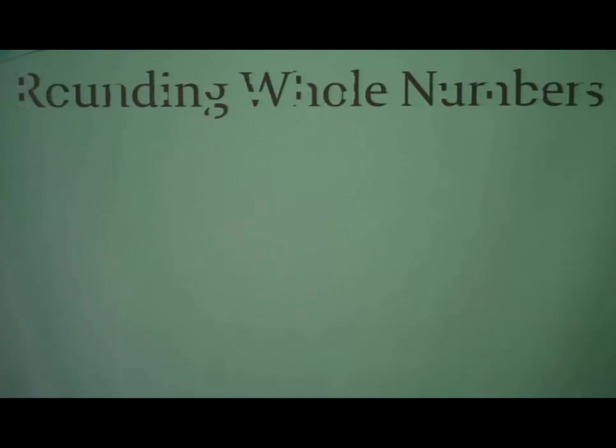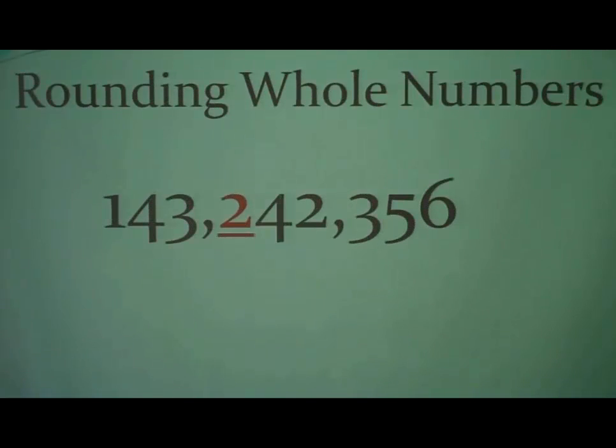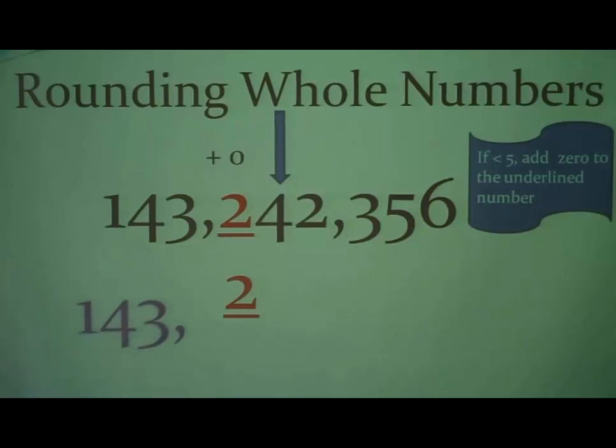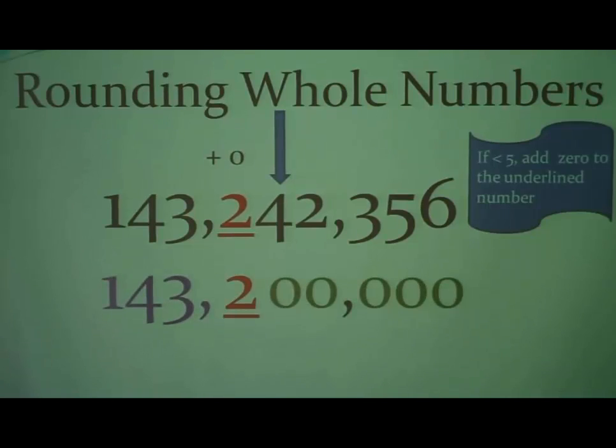Let's try another one. Our number is 143,242,356. Now we're going to round to the 100,000th place. We're going to look at the digit to the right. This time, our digit is going to be less than 5, so we're going to do nothing to the underlying digit or add 0. And it remains a 2. Copy everything to the left down and turn everything to the right to zeros.